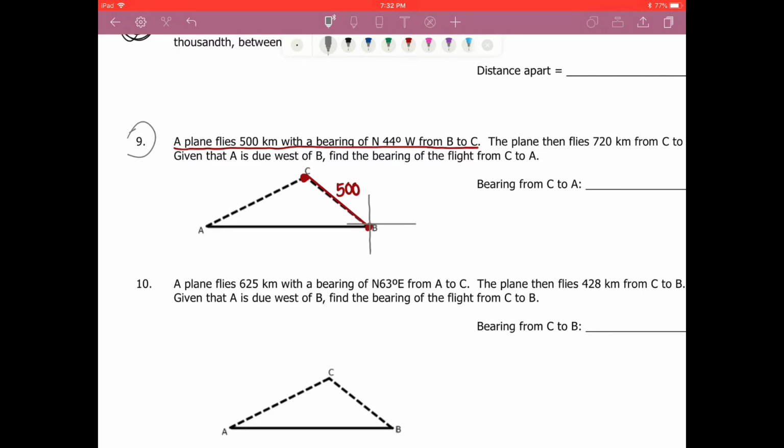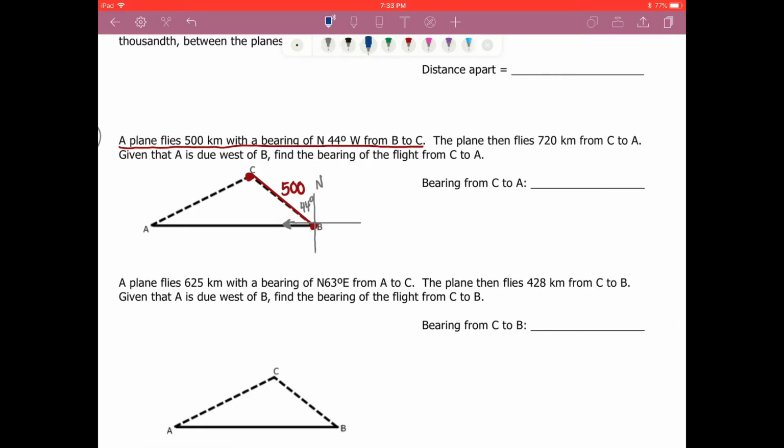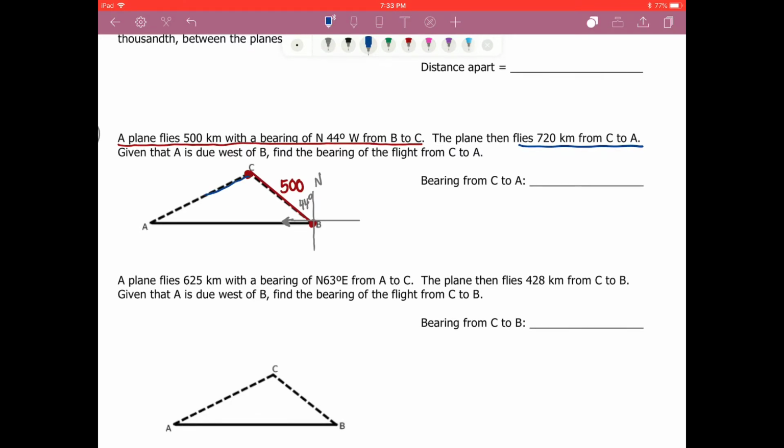44 degrees west. So here's our north, here's west in this direction, north, and then 44 degrees west would put that 44-degree angle with the vertical. The plane then flies 720 kilometers from C to A. So from C to A, we have 720 kilometers.